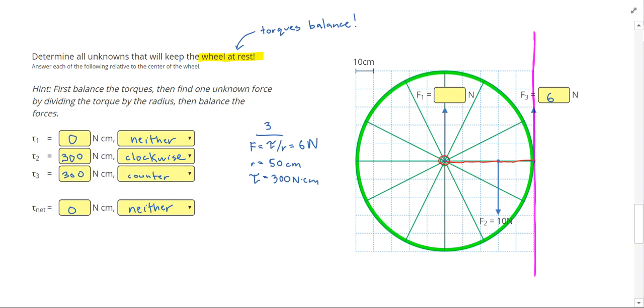And for force 1, well, if the wheel's at rest, right now we've balanced the torques. So if the torques balance, that means no rotation. But the wheel's not moving up or down either, or in any direction. So if the wheel's at rest, the forces also have to balance. So if I have 10 newtons pulling downwards, I need 10 newtons pulling upwards. I already have 6 newtons pulling upwards, so I need another 4 newtons pulling upwards.